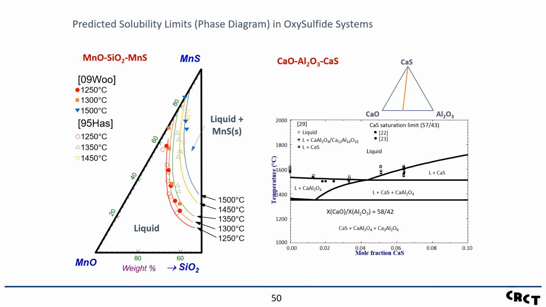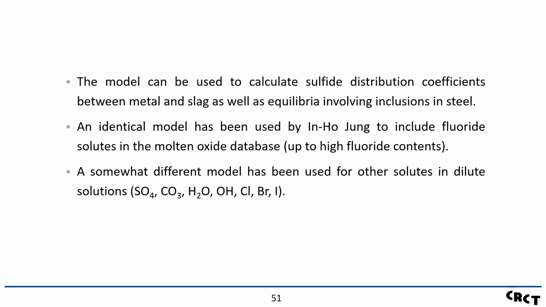The sulfide capacities are in dilute solution, but here you have the MnO-silica-MnS system. These are the predicted liquidus lines, or predicted solubility lines for solid MnS, predicted versus experimental. In this particular system, going along the line from calcium sulfide down to the calcium alumina system, this is the predicted phase diagram along this line versus experimental points. The model can be used, of course, to calculate sulfide distribution coefficients between metal and slag, equilibrium involving inclusions in steel, and so on.